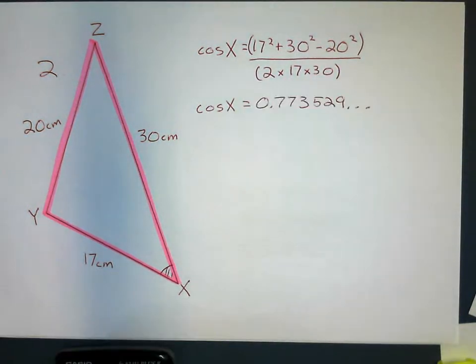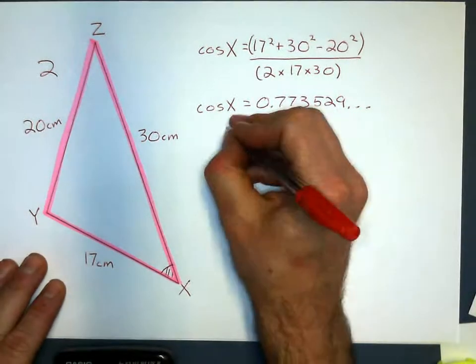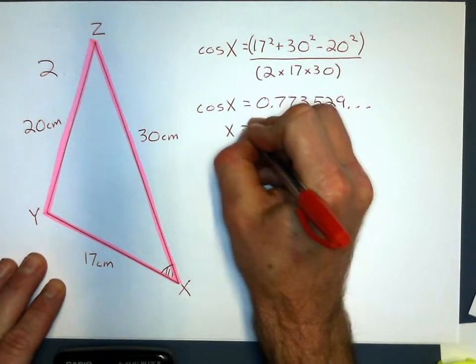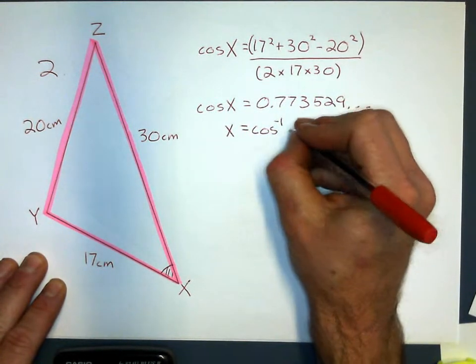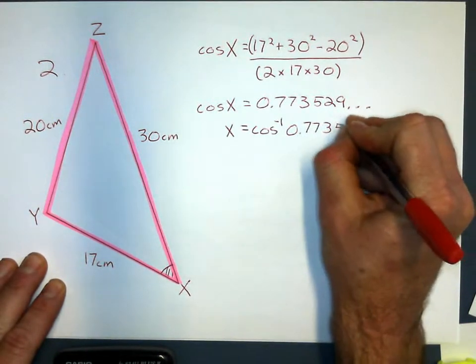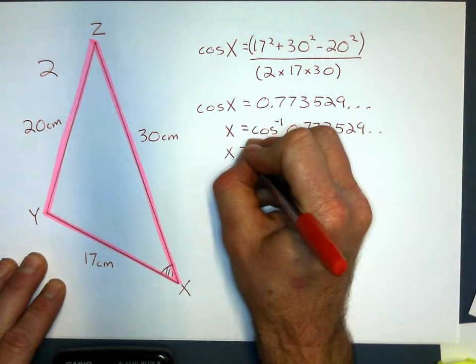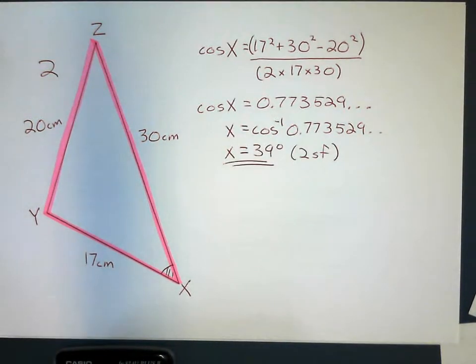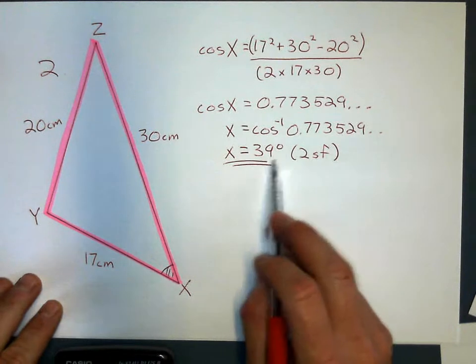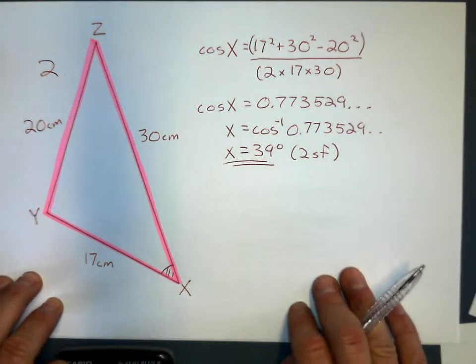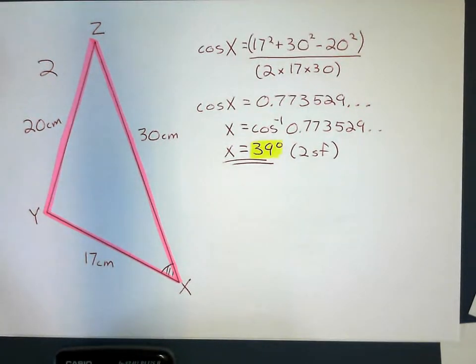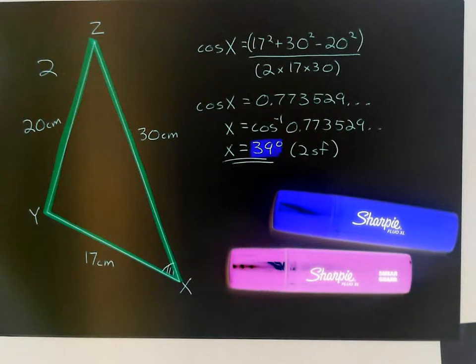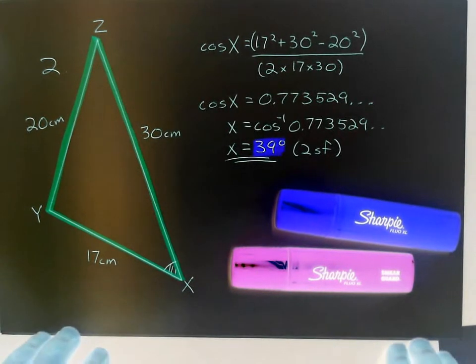Work all this out. That's my decimal approximation of all of that. And my last step to find the angle is inverse cosine this answer that I just got of 0.773529, etc. And I'll get my answer. 39 degrees. No decimal places needed. Okay, guys, what do you think? Can we do it? I think we can. Okay. So that's cosine rule in 7 minutes.